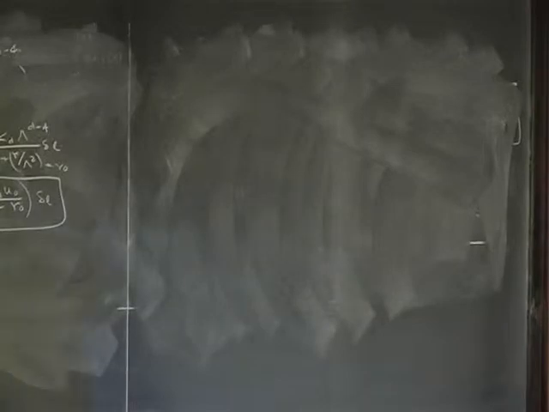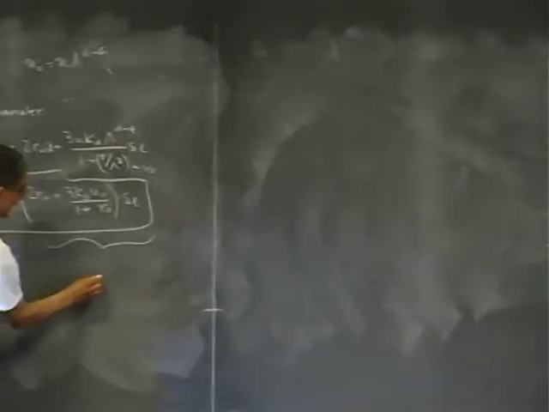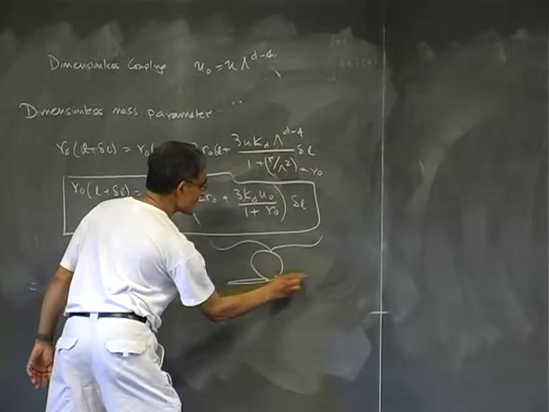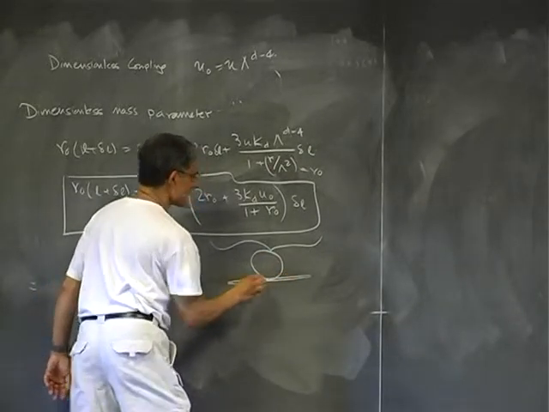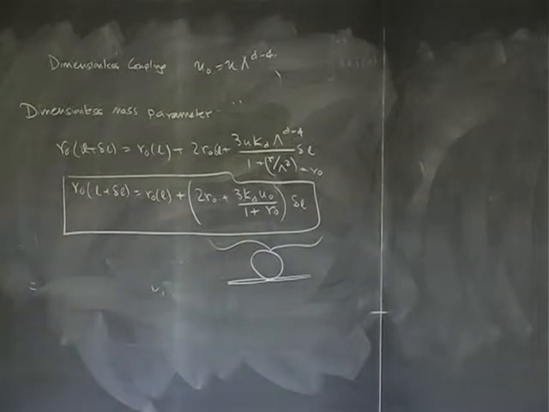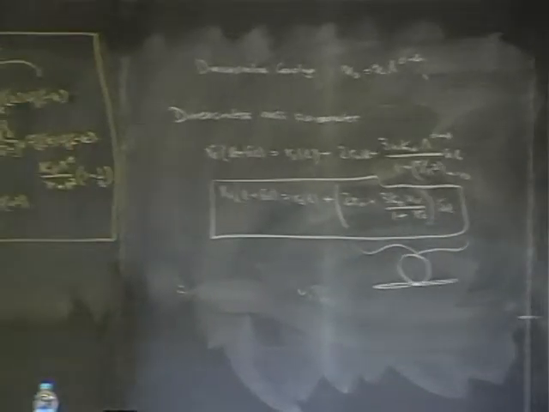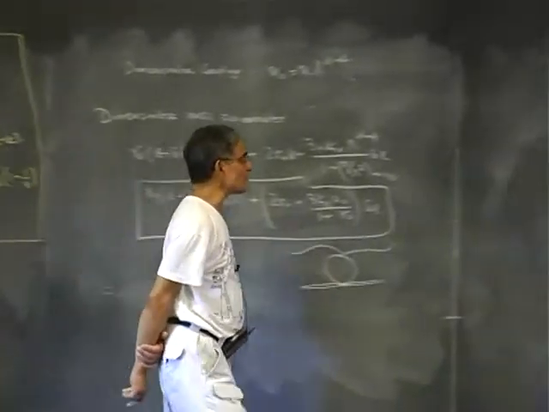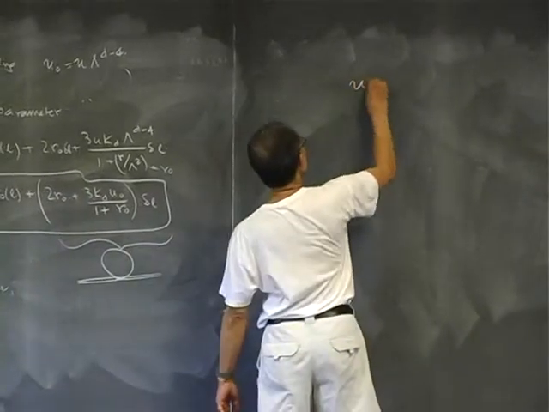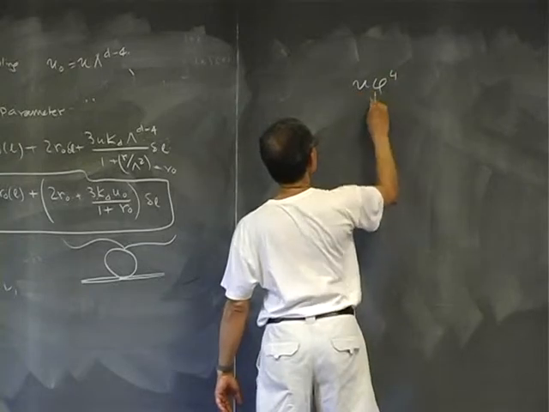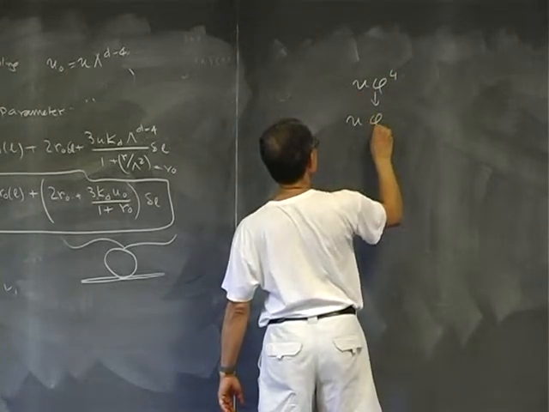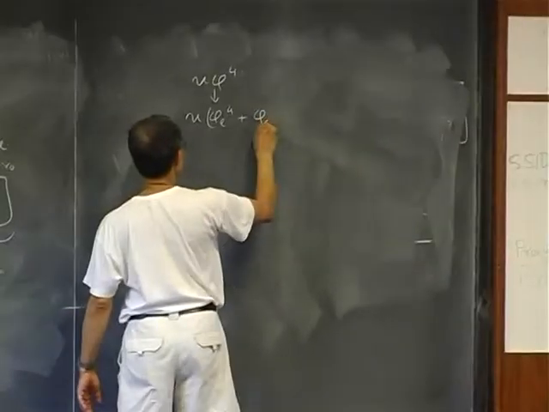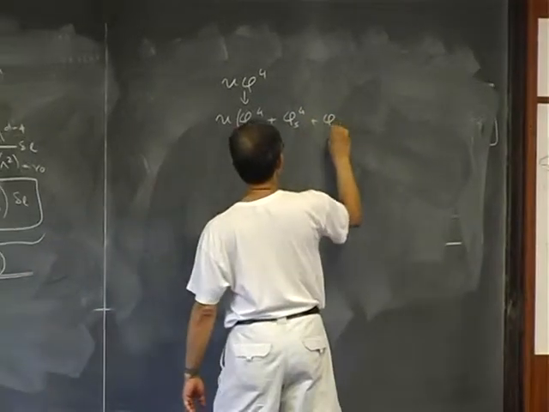This entire thing came from a diagram which was represented by this. That was the only thing that came up to order u. Okay? If you remember, that term which was u times phi 4 became u times phi L 4, and then without coefficients, I just forget about coefficients.